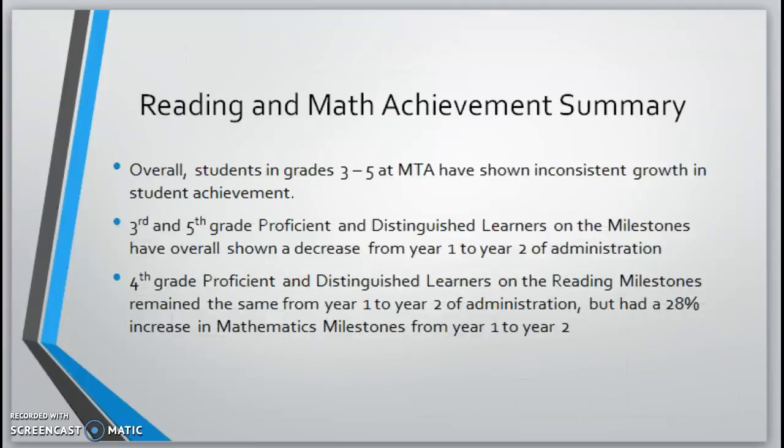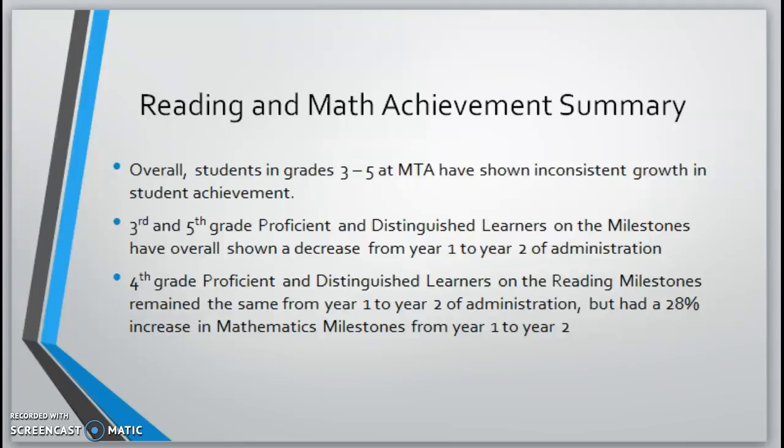In wrapping up the school's reading and math achievement data for the past 5 years, the summary is as follows. Our school's achievement scores have proven to be inconsistent. This could be due to multiple factors, including, but not limited to, the change in assessment type from CRCT to Milestones, the change in test administration from pencil and paper to online administration, and the change in standards being taught from Georgia Performance Standards to Common Core Standards.